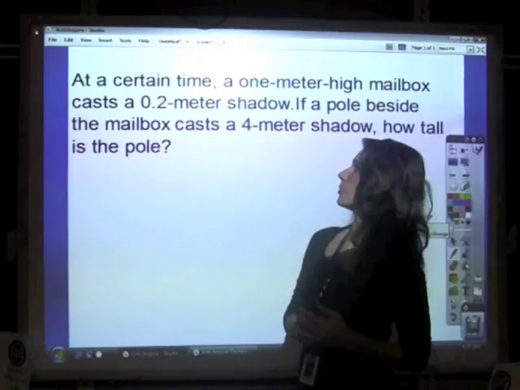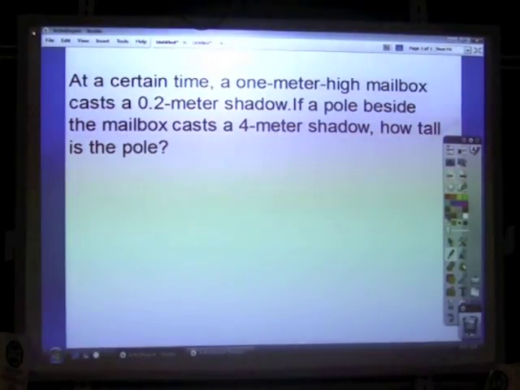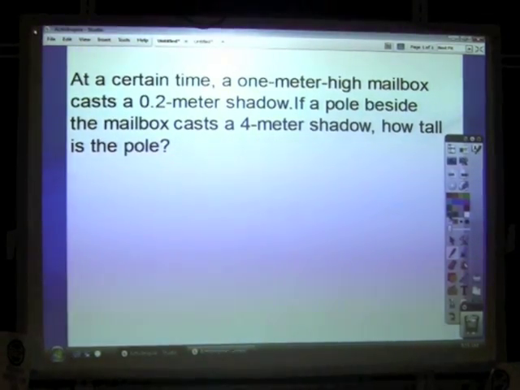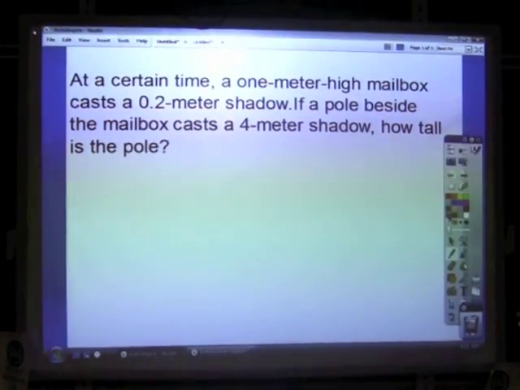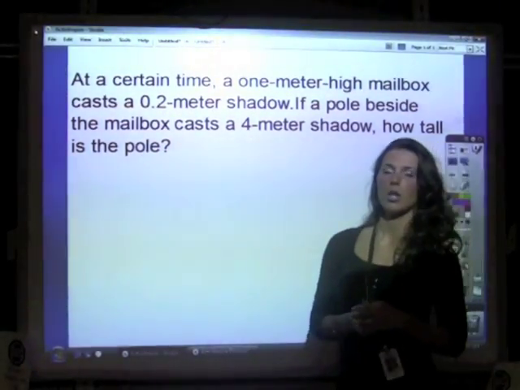Okay, here's your problem. At a certain time, a 1 meter high mailbox casts a 2/10 meter shadow. If a pole beside the mailbox casts a 4 meter shadow, how tall is the pole?